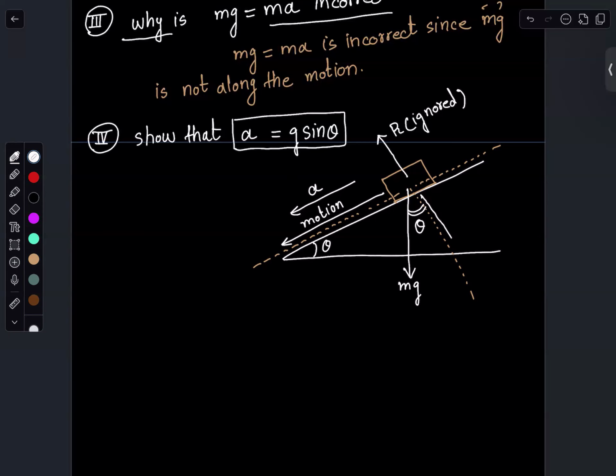So Musa, what are the components of the weight? mg cos theta will be ignored. Tell me why. Sir, it is also perpendicular to the surface and to the direction of motion, the acceleration. Lalina beta, why will mg cos theta be ignored? It's perpendicular to the acceleration. And the component that we will take is mg sin theta.